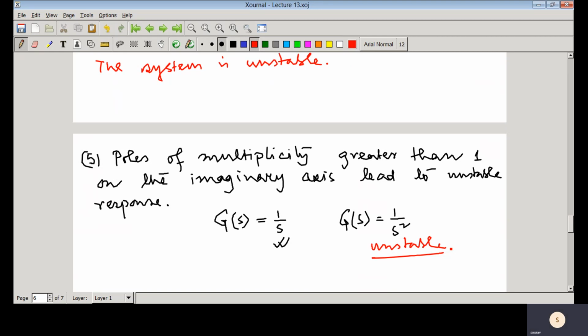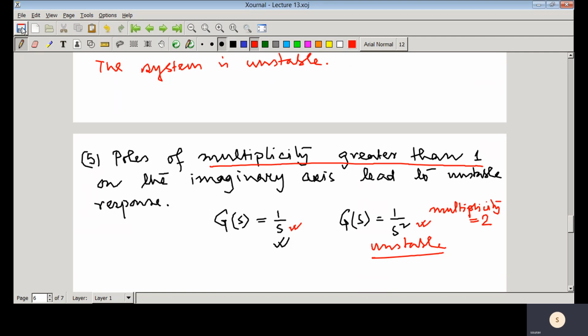So that means whenever you have a pole on the imaginary axis with multiplicity greater than 1, here the multiplicity is 2. So in this particular example the multiplicity is equal to 2, and you can see here that the system response would be equal to t.